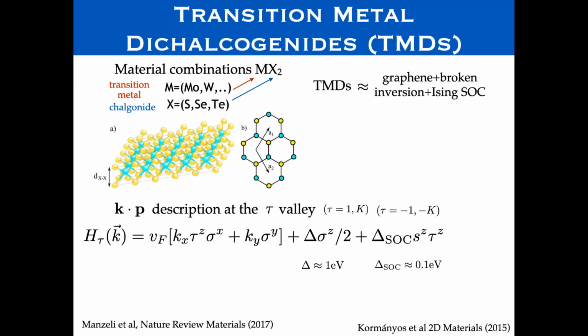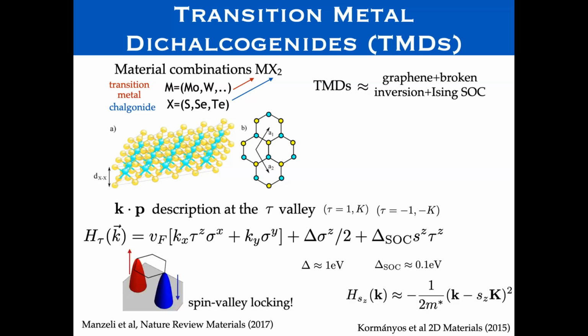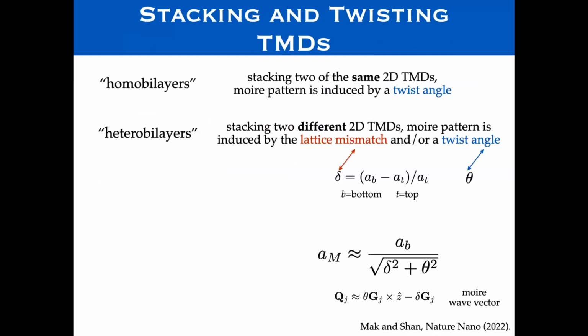So if you do a k·p description near one of the valleys, you're going to see something like this with particular energy scales. And you can do some sort of expansion near one of these valleys, and you see these whole bands that are spin-valley locked. So each valley is locked to a spin. This will be an important part of these materials. Okay, now let's start putting it together.